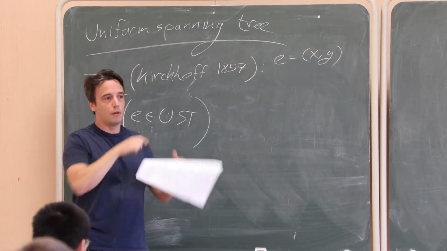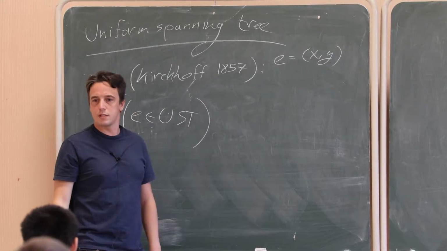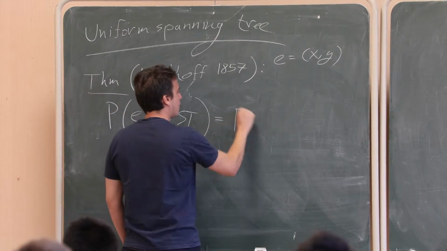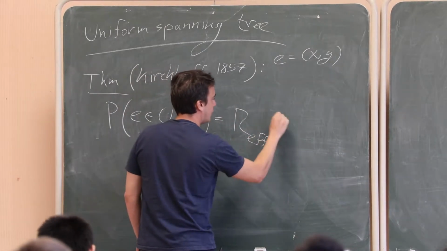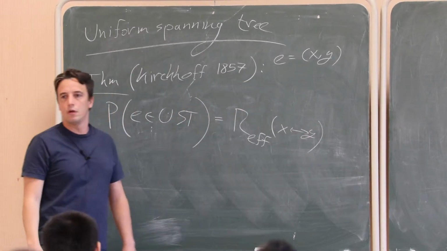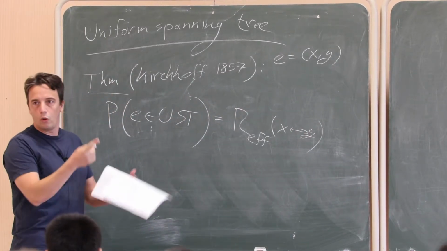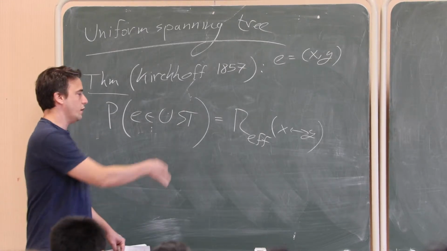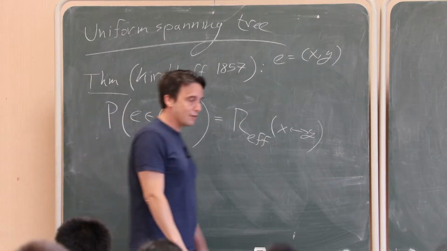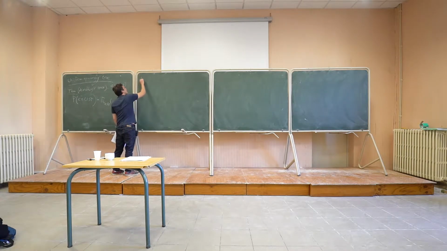Okay, so even if there are many edges between the two vertices x and y, still the probability, right, is the effective resistance in the graph between x and y. Right? And this is indeed a number less than or equal to 1 because there's an edge between x and y, and it's a resistance, so it's bigger or equal to 0. Let's see the proof of this fact.